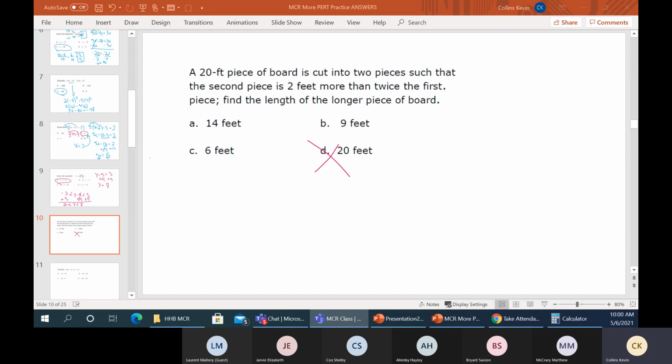So I think Liz is answering that it's C. She thinks it's C, and we know D isn't right. But they want to know the longer board here, so we have to figure that out too. I don't know if 6 is going to be the longest board.